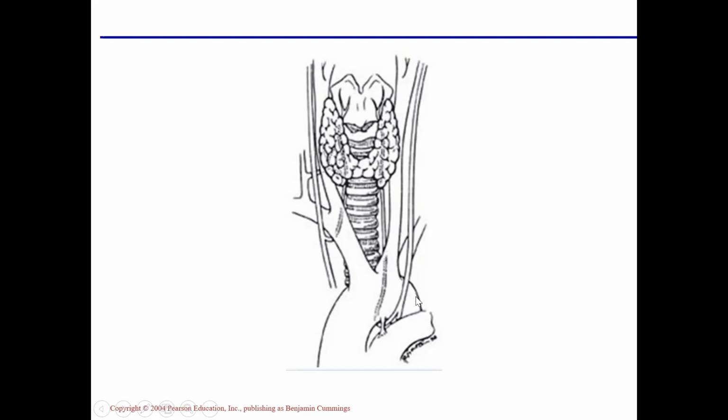Aortic arch. Yes? So this left side of the recurrent laryngeal nerve goes around the aortic arch and then goes to the voice box. So this has a functional importance here, because this nerve is right by this aortic arch.